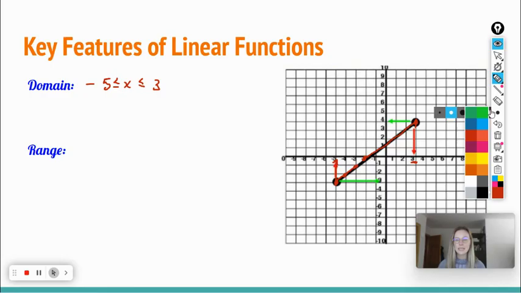Okay, let's look at that same idea as it applies to the range, which is the y values. So here's my function.